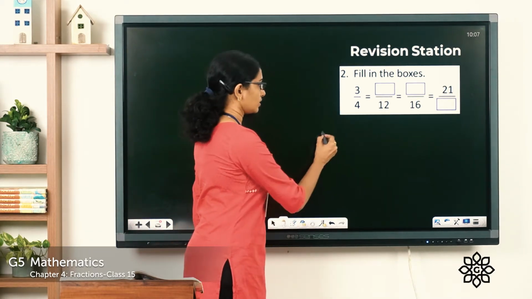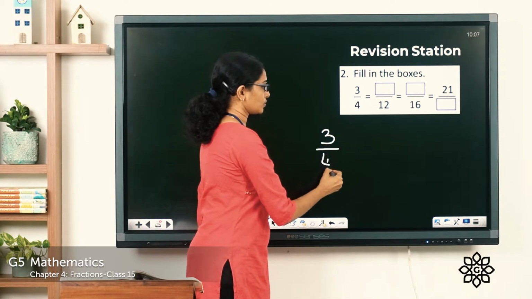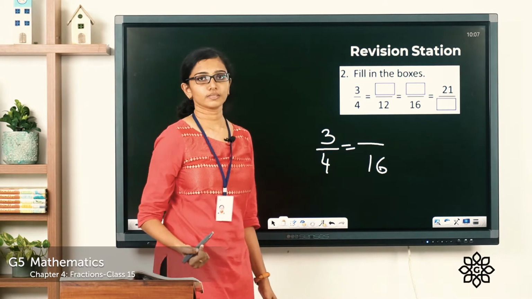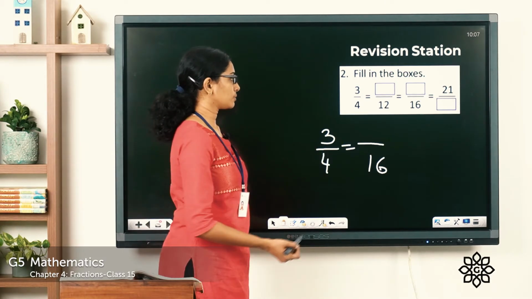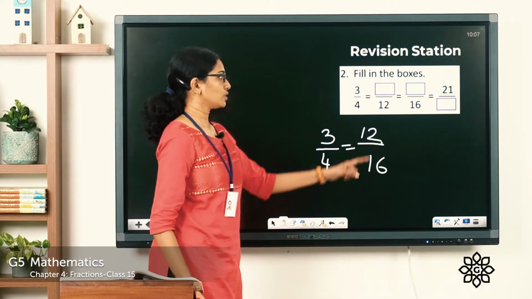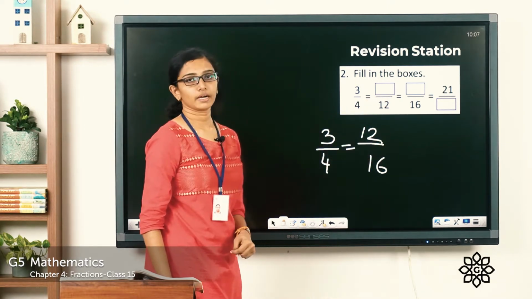3 by 4 is equal to dash by 16. So we know 4 4s are 16. So the numerator will be 3 4s. So 3 into 4 is equal to 12. So here it would be 12 by 16.